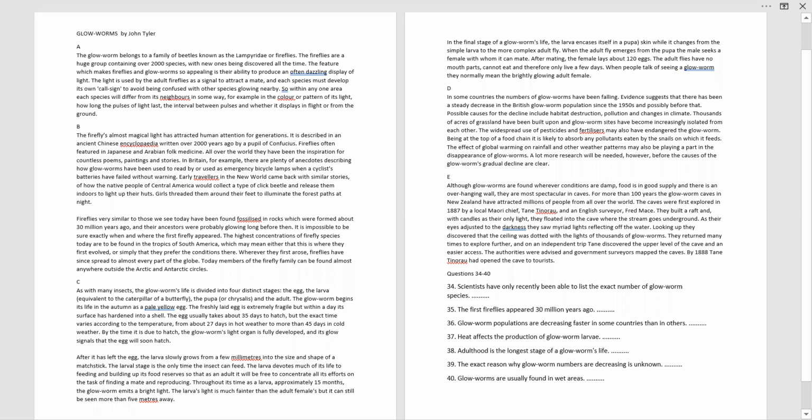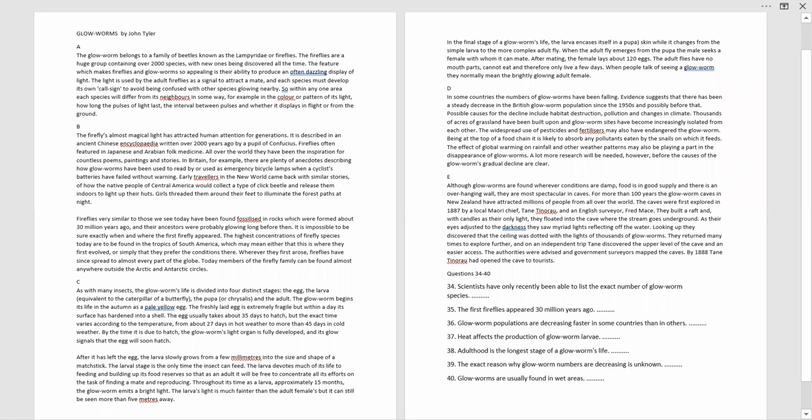Then the 40th one: glowworms are usually found in wet areas. Here the weather conditions are damp, right? So the conditions are damp, which means wet. So here it is right, and the 40th is true as well. So the answers to this one are clear now.